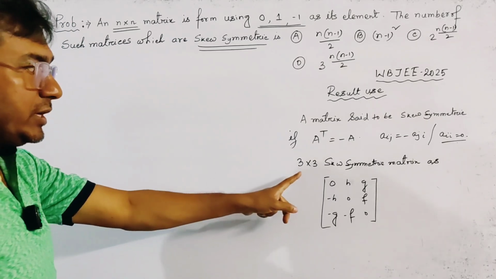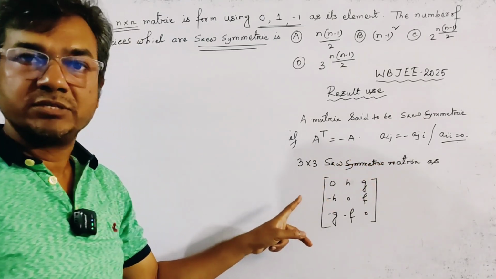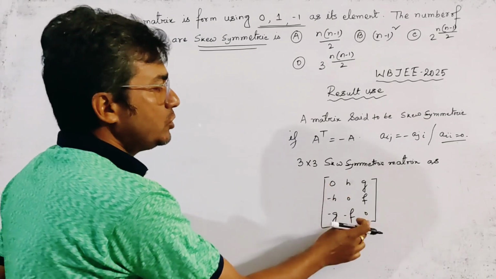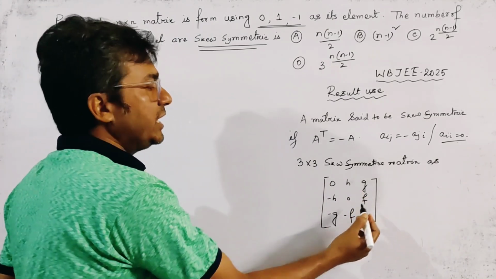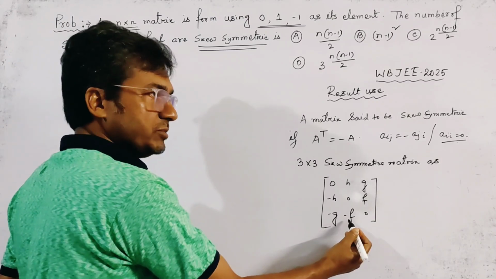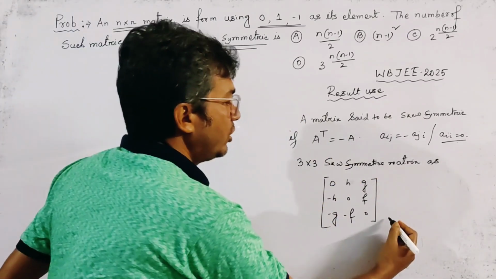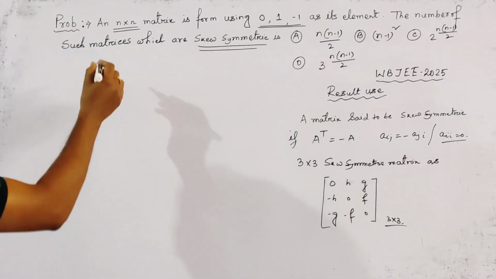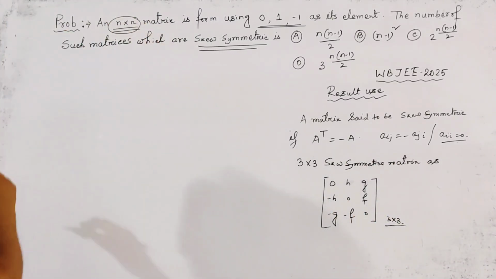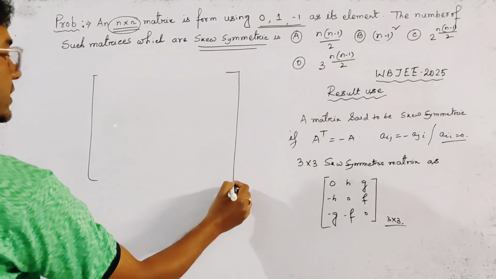Here we write a 3 cross 3 skew symmetric matrix as an example: 0, 0, 0 on the diagonal, then g, -h, -g, and if it is f, then it is -f. This is the skew symmetric matrix of order 3 cross 3. Here we have to form an n cross n matrix like this.